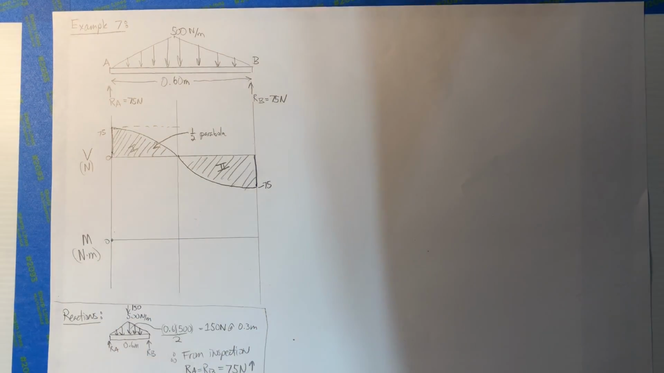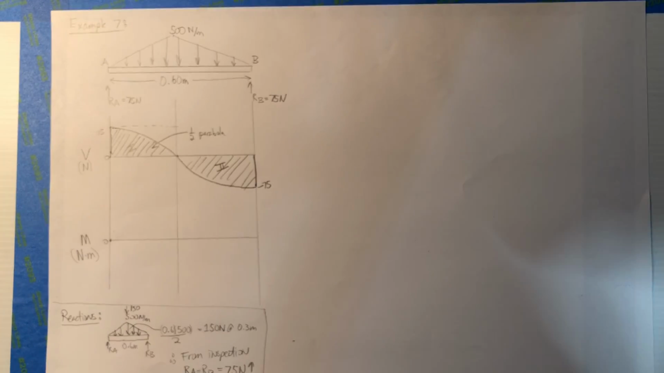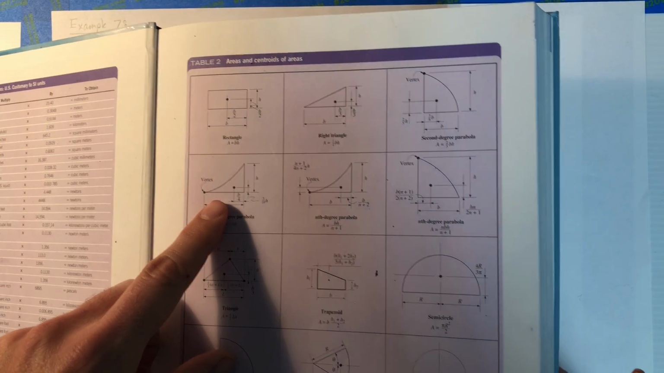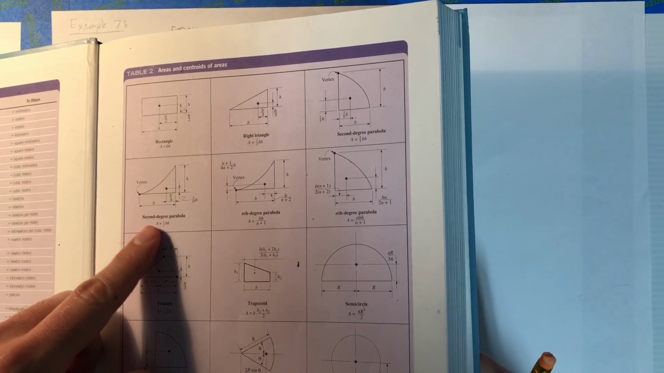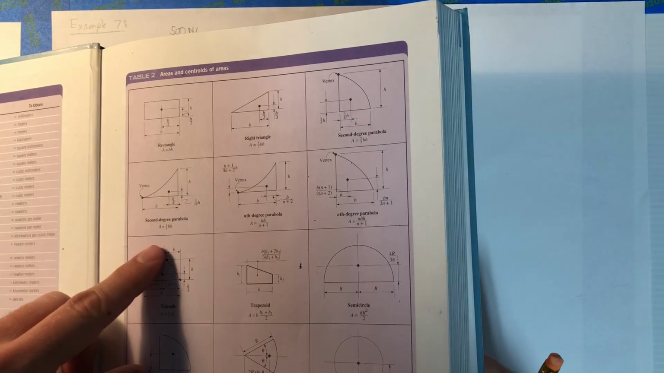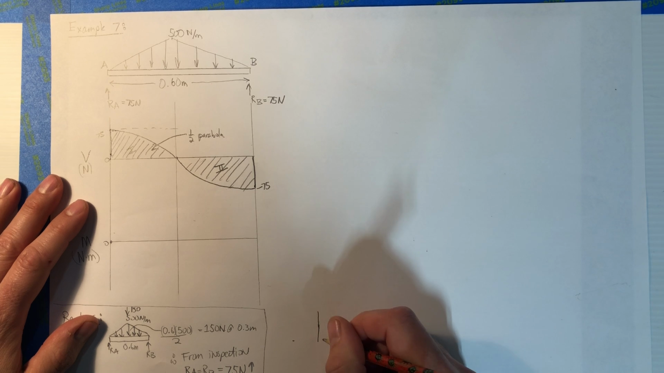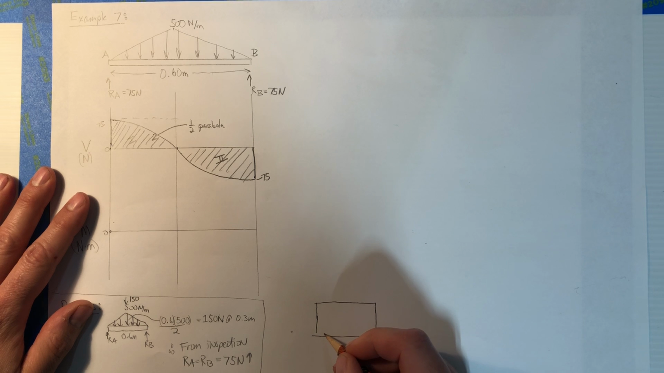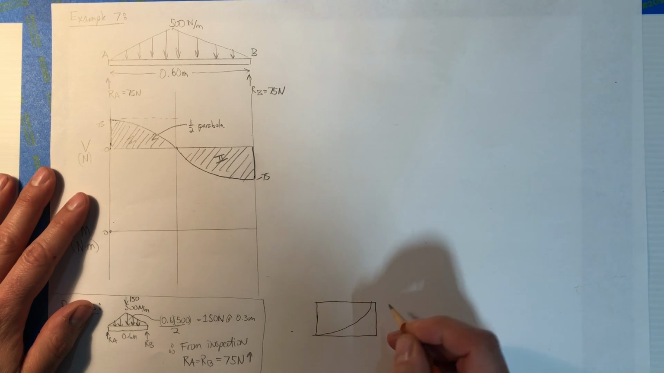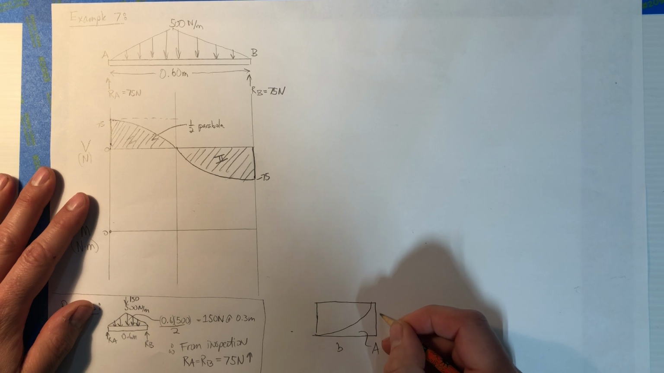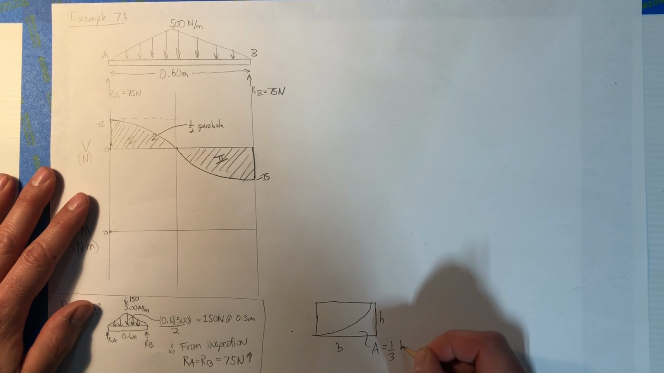If you look in your textbook, on the inside front cover, and knowing that that's a parabola, you'll see this second degree parabola shape. And you'll see that the area of that little wedge is 1/3 the base times the height, right? So it's telling you that for a parabola, here's a box, a square. It's telling you that the area this is, and this is the base, and that's the height, is equal to 1/3 base times height.